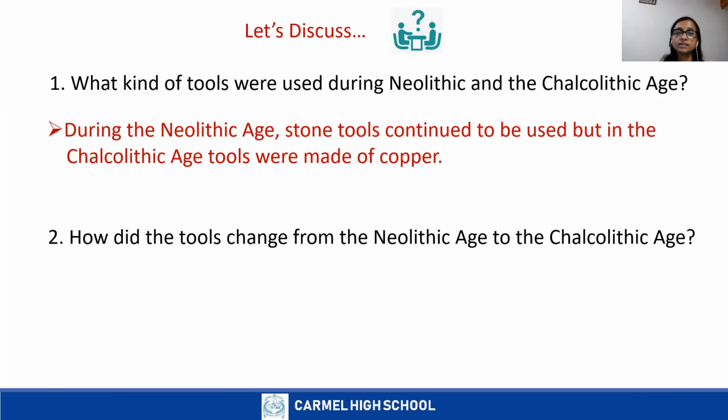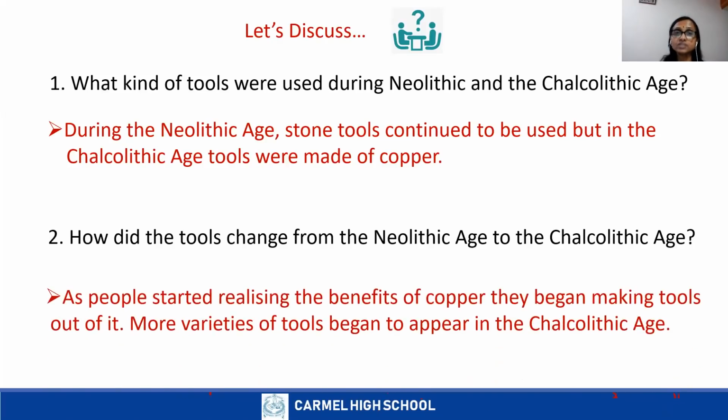So let us see the answer. You can read the answer, children. Yes, as people started realizing the benefits of copper, they began making tools out of it. So more varieties of tools began to appear in the Chalcolithic age.